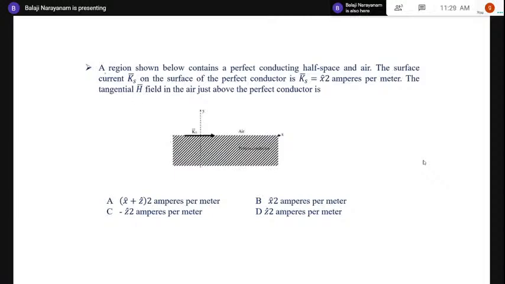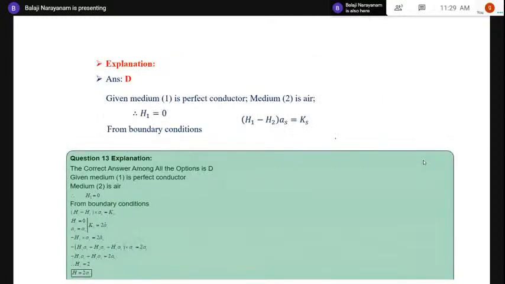Now another problem. A region shown below contains a perfect conducting half space and air. The surface current Ks bar on the surface of the perfect conductor is Ks bar equal to 2x square ampere per meter. The tangential magnetic field in the air just above the perfect conductor is given by this.